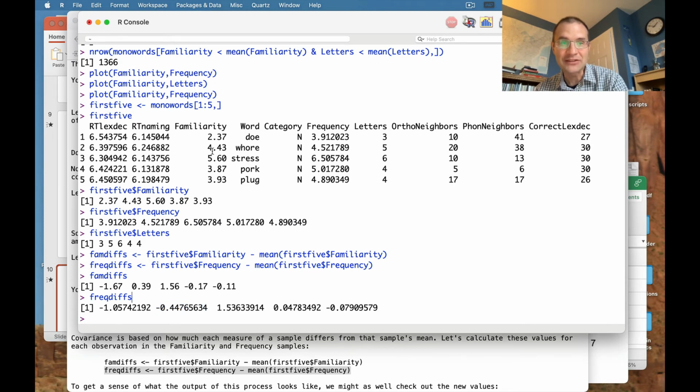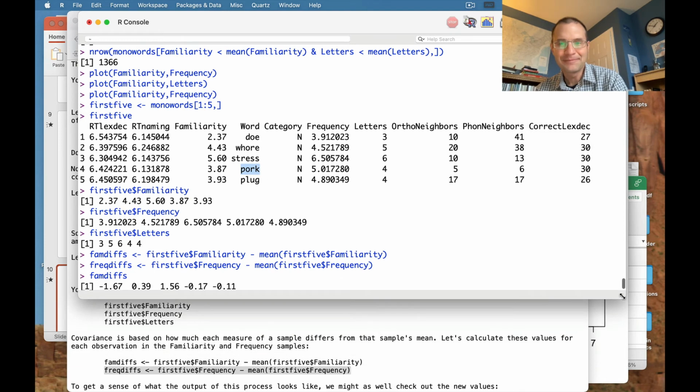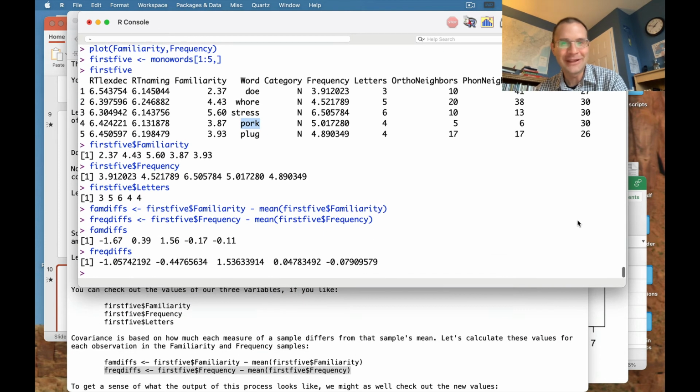So that suggests that you might hear this word more often in real life than you see it in print, perhaps. And then we can look at a slightly opposite case for pork, where it's on the low side of familiarity and on the slightly high side of frequency. So maybe this word appears a little bit more in print than it does in your real life, because maybe this is the Wall Street Journal database and people are talking about pork bellies or something like that.